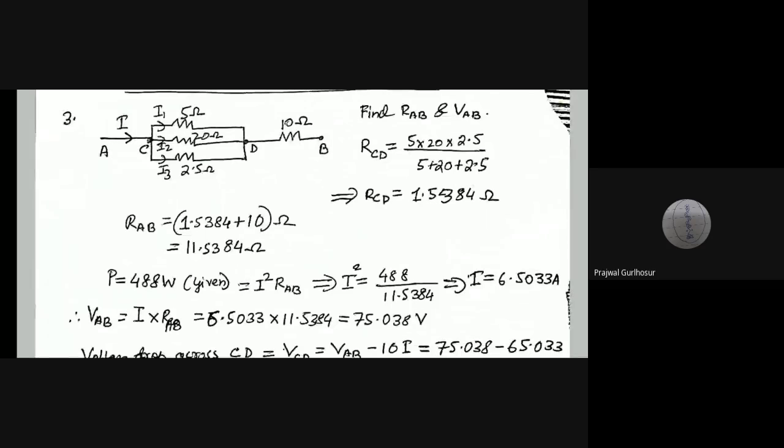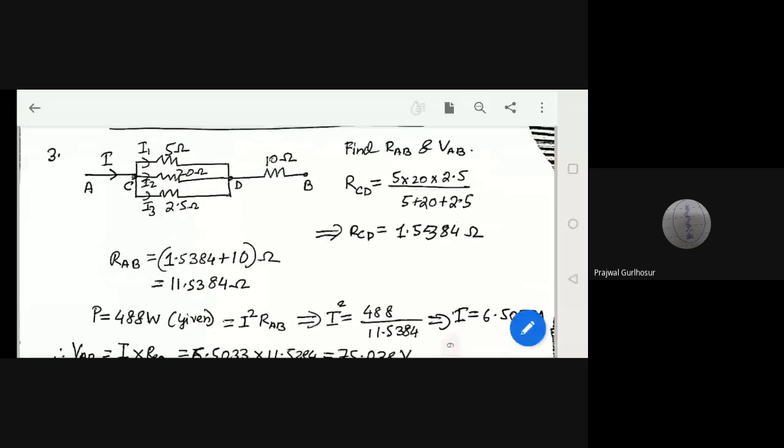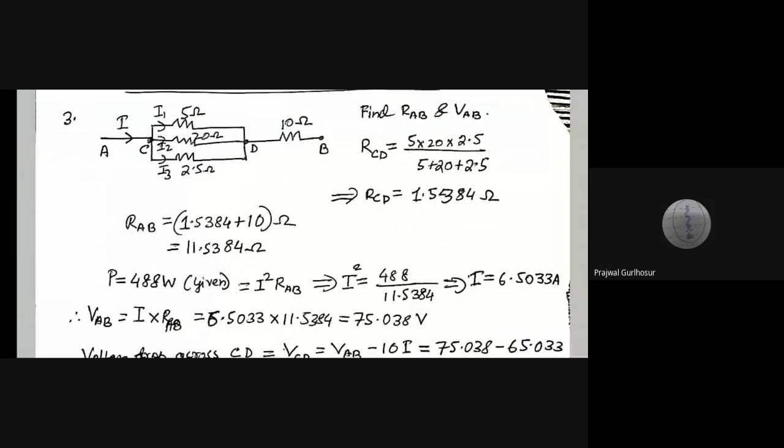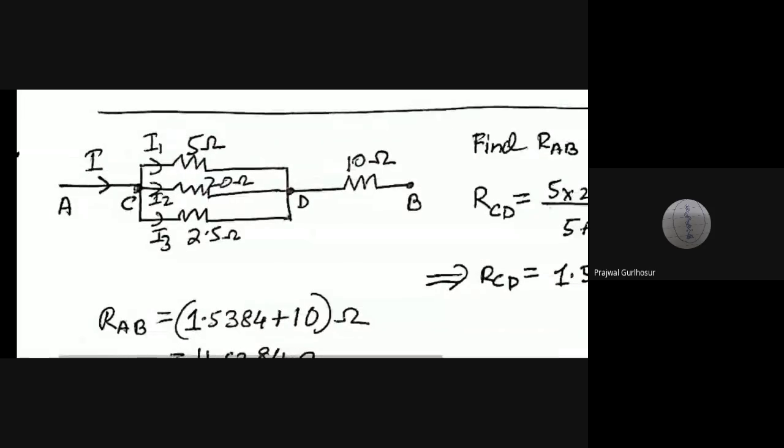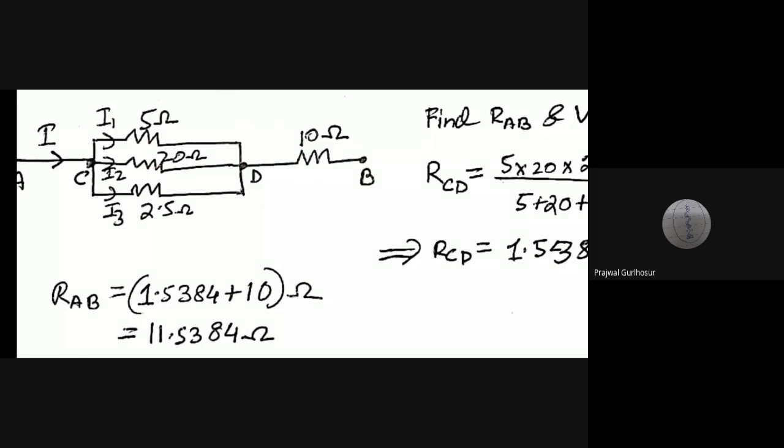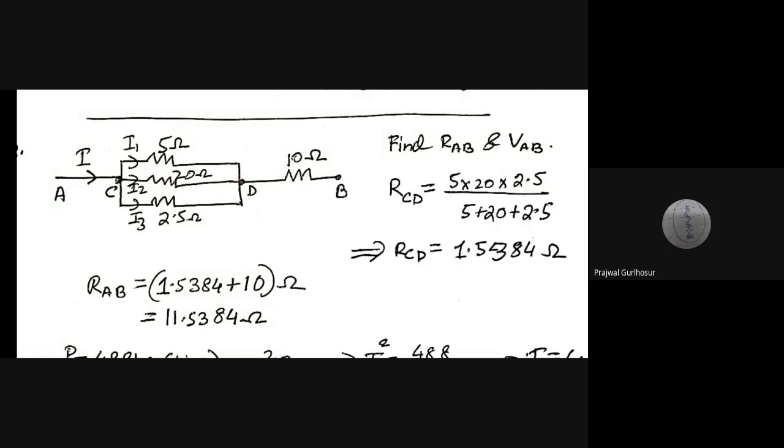Firstly, what they have done is R_CD. R_CD means the equivalent resistance of the parallel branches is being found out. And it is very simple. It is that formula only: 5 into 20 into 2.5 divided by 5 plus 20 plus 2.5. So by getting this R_CD, the equivalent resistance across C to D, you get it by using the parallel resistance formula.